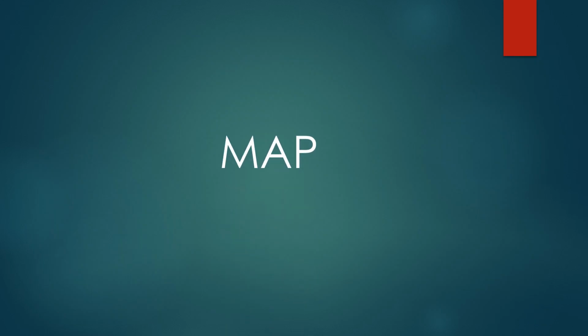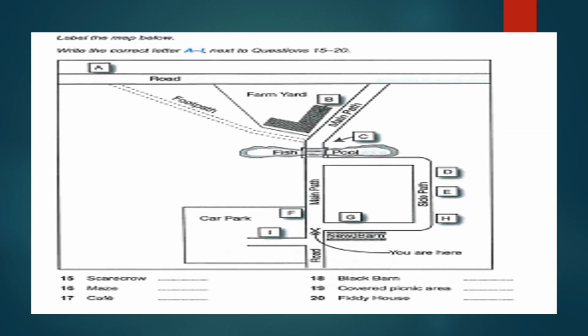The next one is the map, and you're provided with the map. When you have some time, read the question and the instructions. Write the correct letter A to E next to these six questions. Before the audio is played, you just have to mark certain points. Okay, so just imagine.